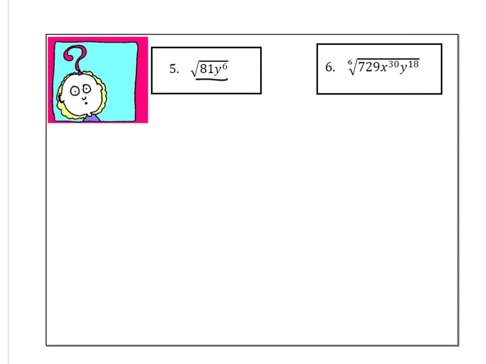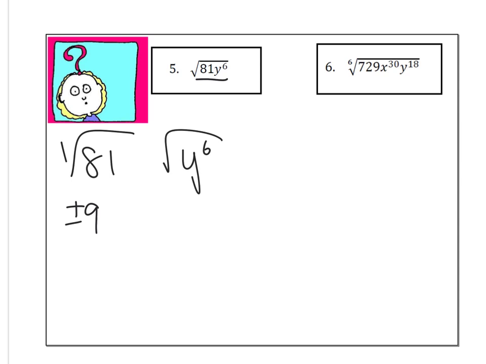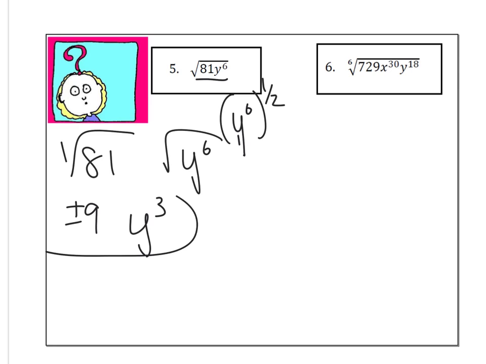So here, 81 y to the 6th, square root of 81, square root of y to the 6th. Square root of 81 is going to be plus or minus 9. Square root of y to the 6th, remember, this is like saying y to the 6th to the 1/2. So that's going to be y to the 3rd. So there's my answer, plus or minus 9y to the 3rd.